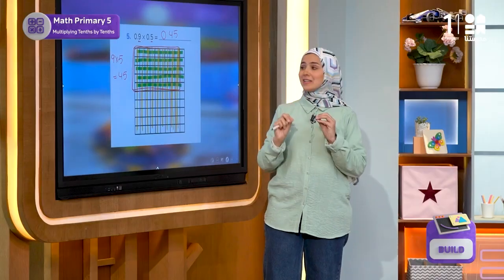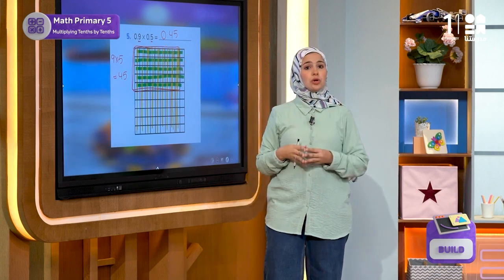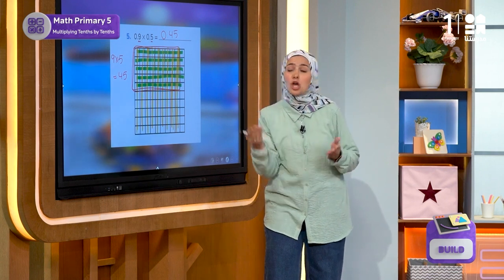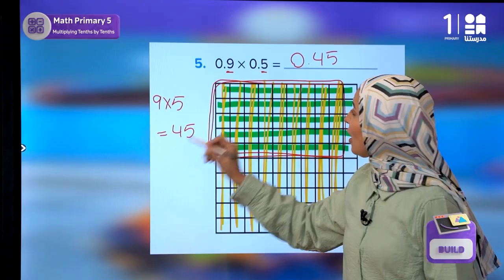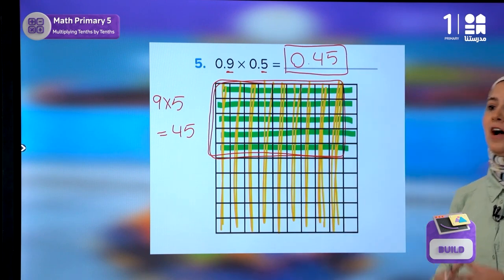However, the product this time, because I have tenths times tenths, so we know from the rule, multiplying tenths by tenths, the answer should be in hundredths. So what do we have? The final answer is going to be 0.45.